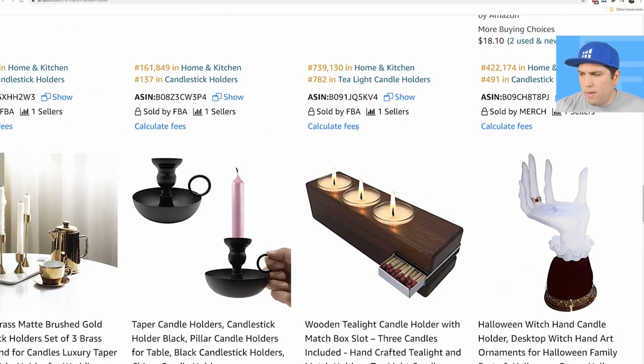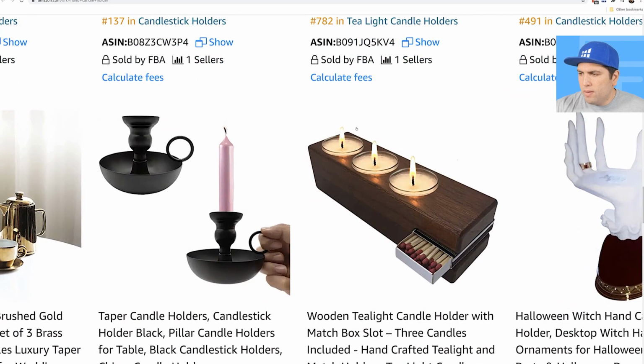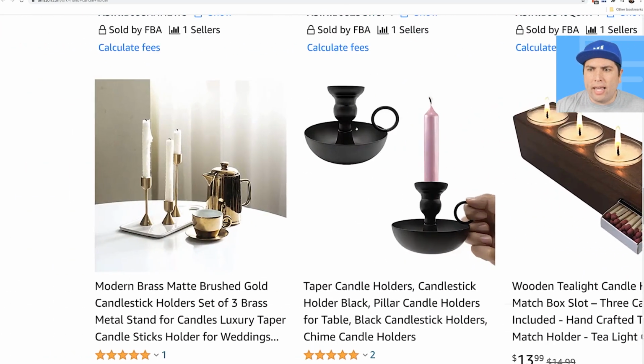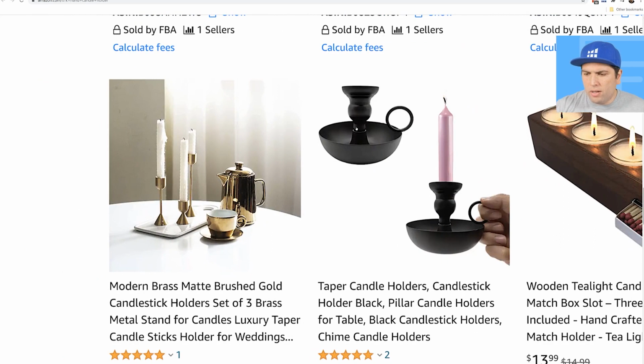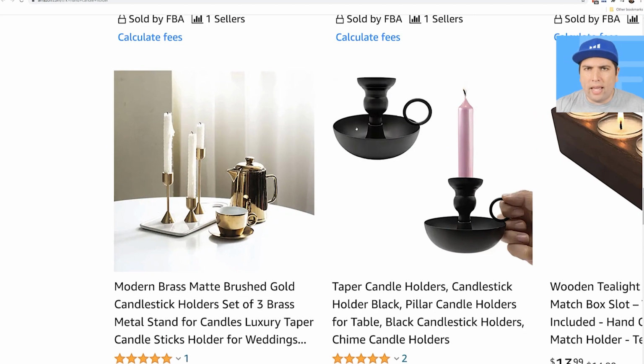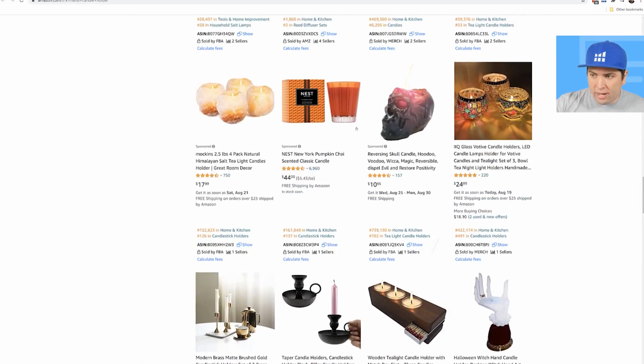Like here, I don't know what the heck this is. A wooden tea light candle holder. That's not a hand candle holder. What is this? Another hand, okay. What is this? This is another candlestick holder set right here. This is not a hand candle holder. These are good signs that there's opportunity here, because it means that there's not enough relevant results for Amazon to even show for candle holders. So there's another good sign.